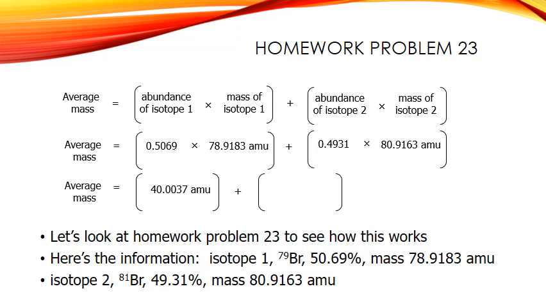So I get 40.0037 plus 39.8998. We won't use this many significant figures in our final answer, but you want to carry extra digits and then round at the end. All right, I get 79.9 atomic mass units, 4 significant figures based on the 4 digits in our abundance. And that's homework problem 23.